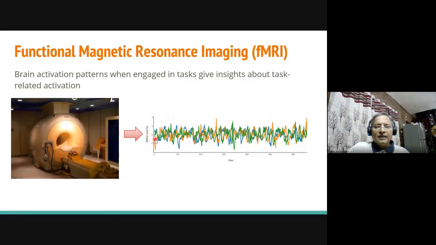What you see on the right-hand side is a typical response that is collected. This is called the BOLD response, blood oxygen level dependent signal. So functional MRI captures the oxygenation level changes in the blood over time, and the different colors refer to different areas.